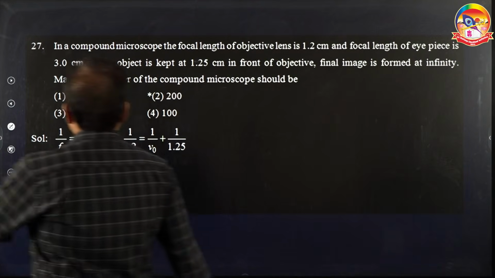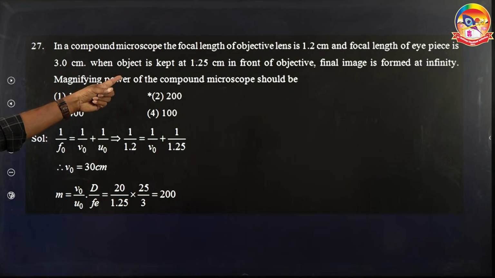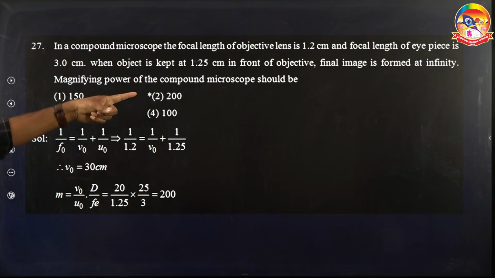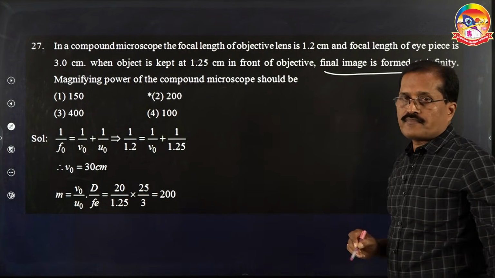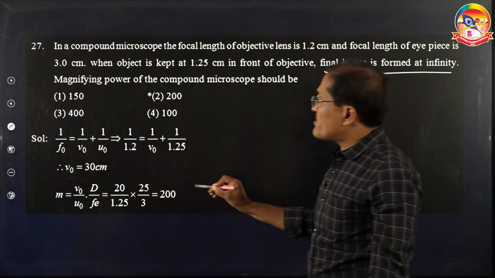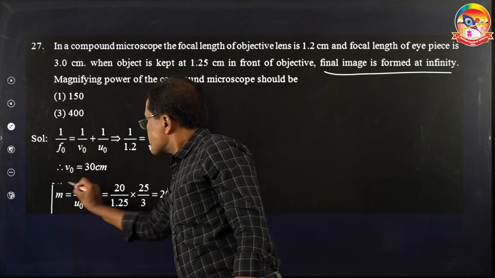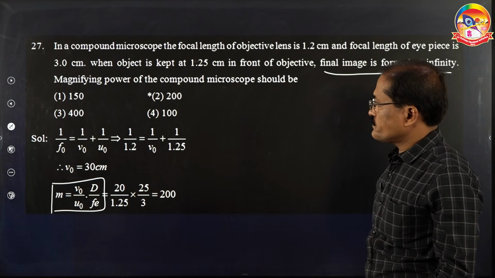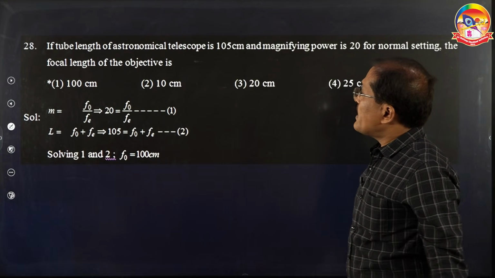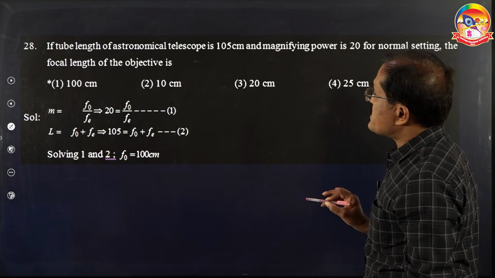Next, the last two problems here. For a compound microscope, the focal lengths of the objective and eyepiece are given, and the final image is formed at infinity, you must see that here. For this again the magnifying power formula is equal to this. I have already shown a similar question, you can check that. And this is one question that you need to focus on, children.